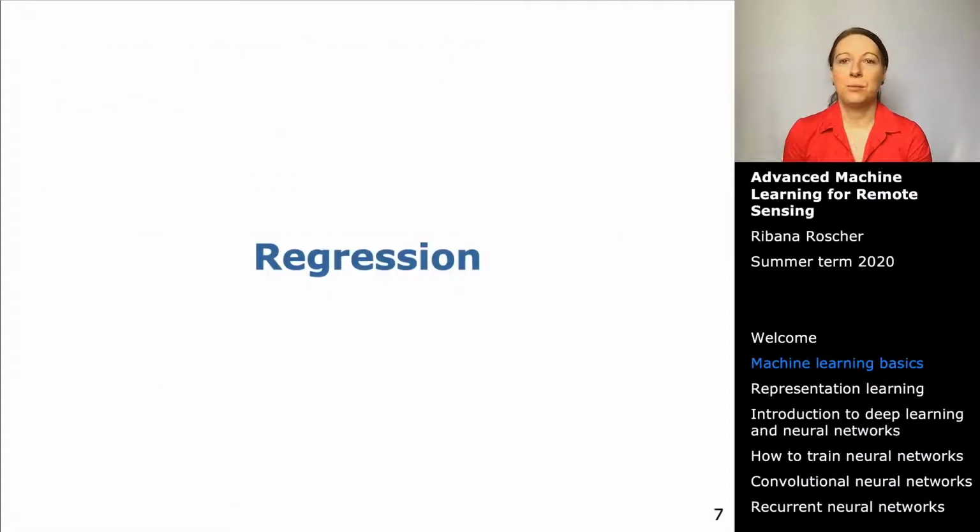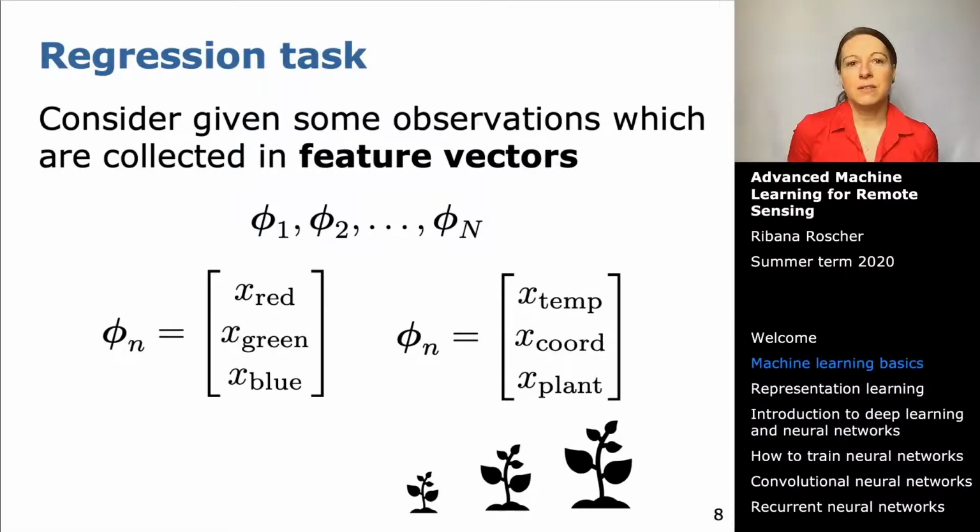So let's start with the basics for regression. Consider you are given some observations which are collected in a feature vector. A feature vector is a multidimensional vector which contains the single features. This could be, for example, the red, green, or blue channel of a pixel if you take a picture with your smartphone camera, or various measurements such as temperature, the position, that means the coordinates, or some plant parameters for each plant or for a sample.